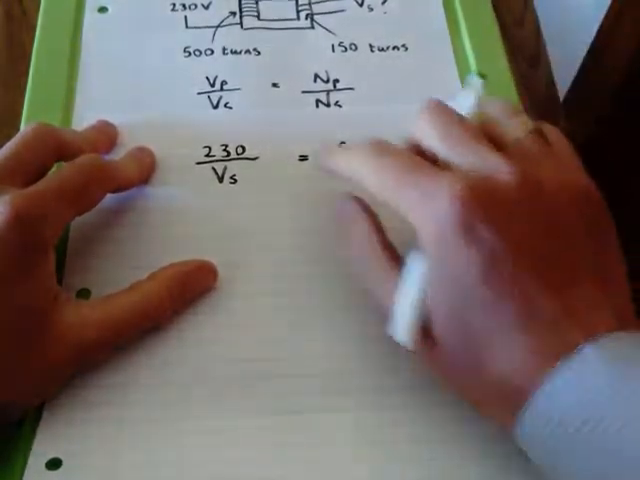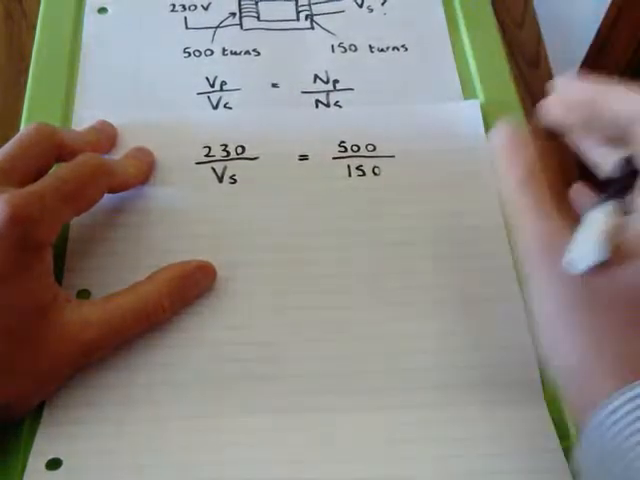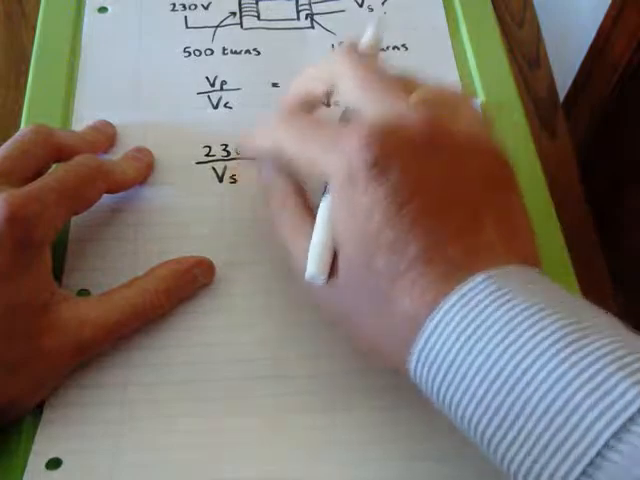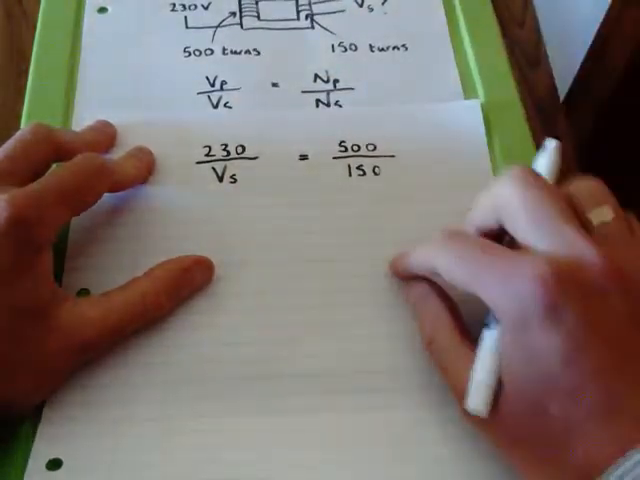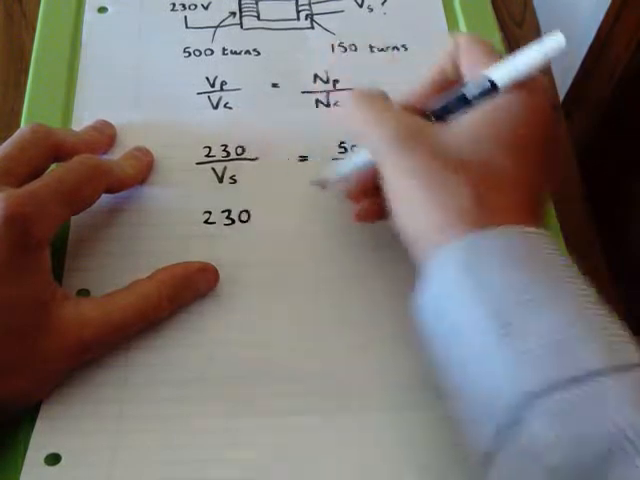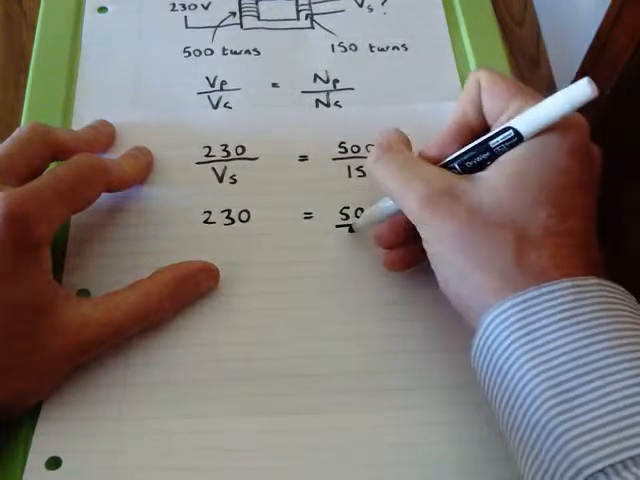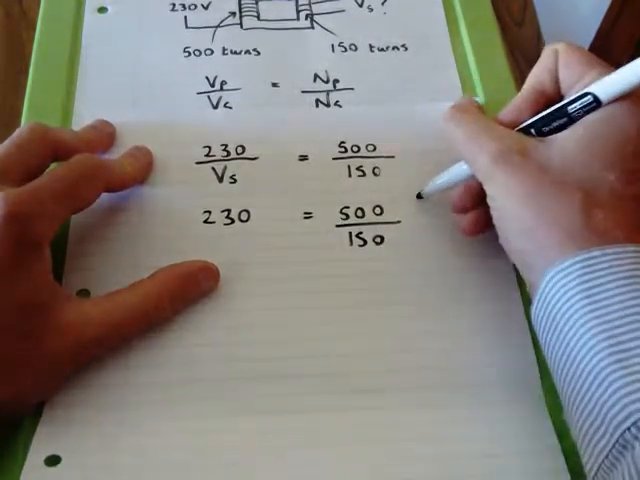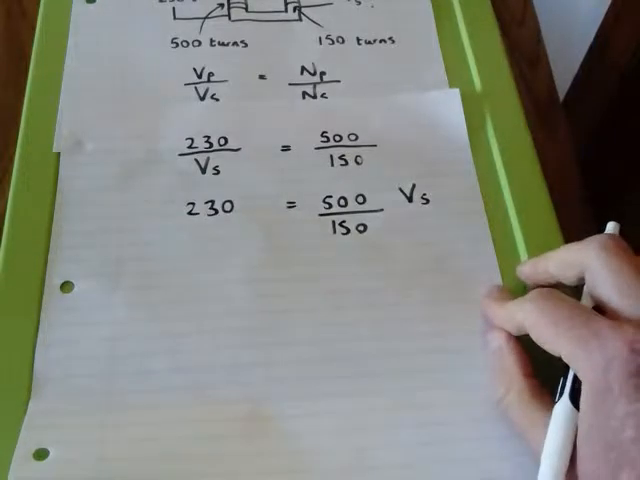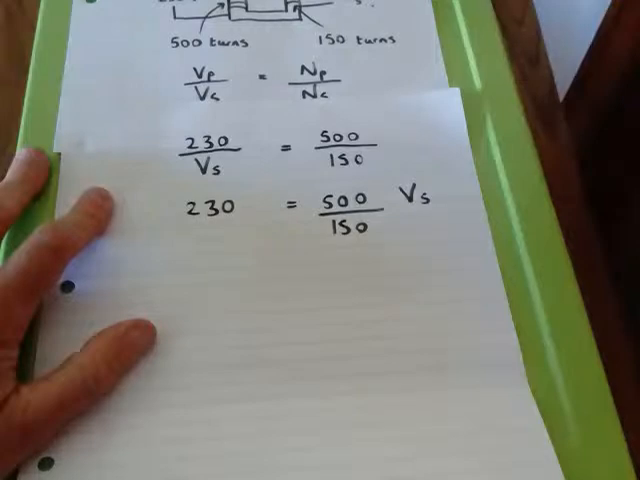And the best way to do that is to multiply both sides by Vs. I'm not going to show that detail. I'm just going to show the outcome. But what I need you to imagine is that I've multiplied both sides by Vs to get rid of this on the denominator. So we end up at this stage that 230 equals 500 divided by 150 Vs. I've multiplied both sides by Vs, and that's had the effect, after some cancelling, of leaving Vs up here.